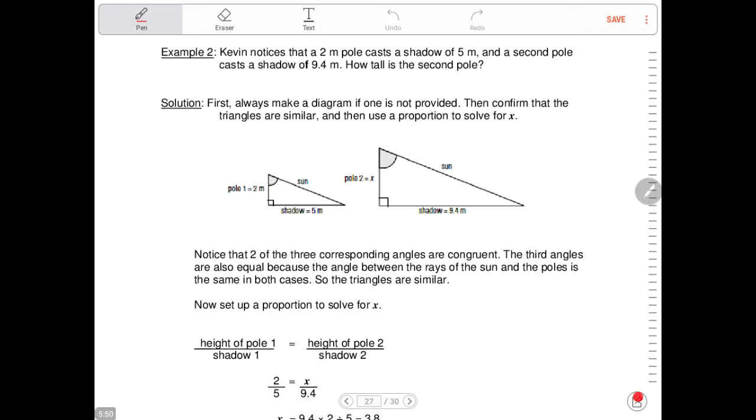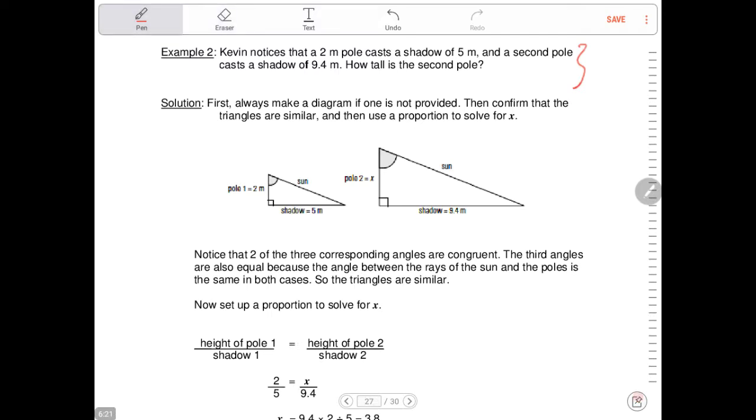So what you do here first is you always make a diagram, everyone, because in this case, these would not have been given to you. They gave you the information and they want you to draw it. So if you look here, here is your vertical 2-meter pole, and the shadow, of course, that goes along the ground is 5 meters, okay? And then the second diagram is now the pole. We're not quite sure how tall it is, but we know we have a shadow of 9.4 meters.